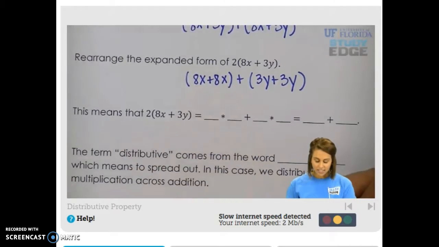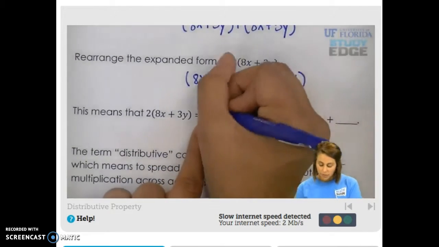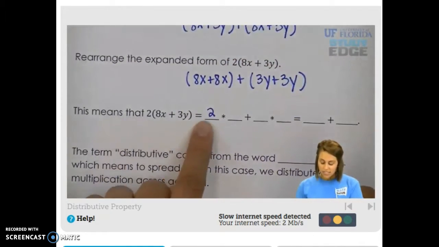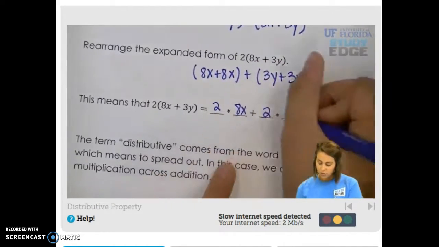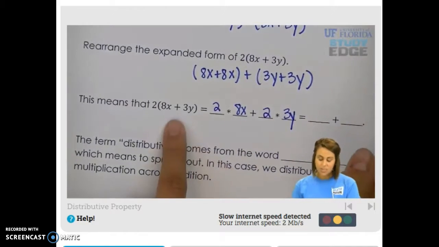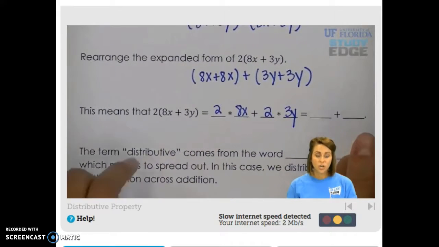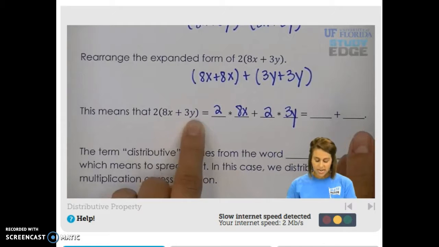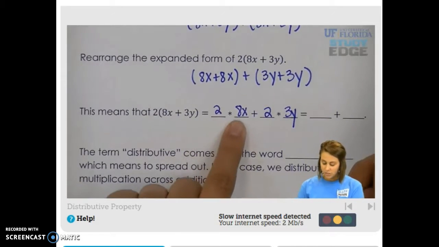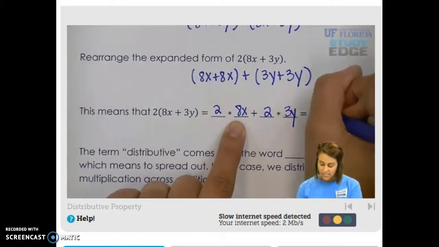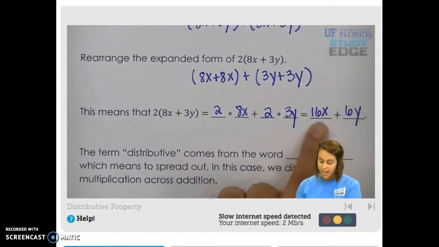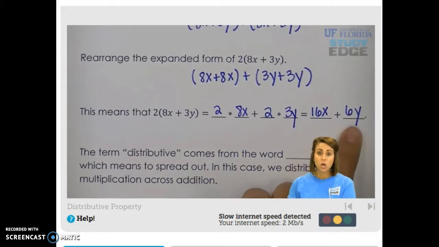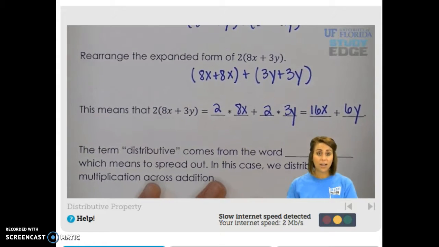How many 8x's do we have here? Well, we have 2 of them, right? So this means that 2 8x's plus 2 3y's is going to be the same as what we started with, which was 2 times (8x plus 3y). Now, what's 2 times 8? 16. What's 2 times 3? 6. So we actually have 16x plus 6y.